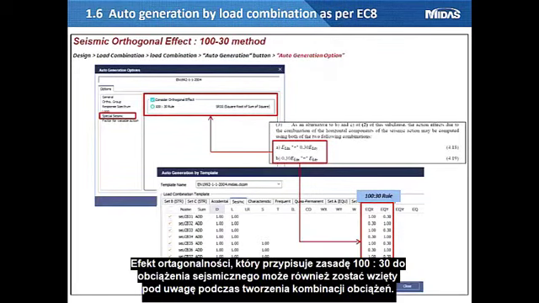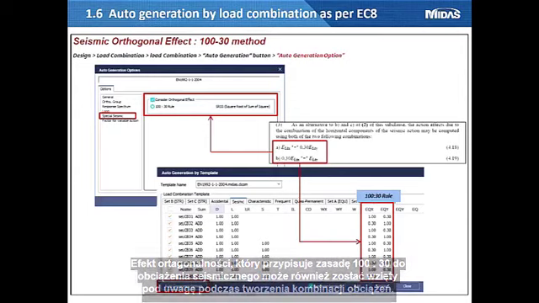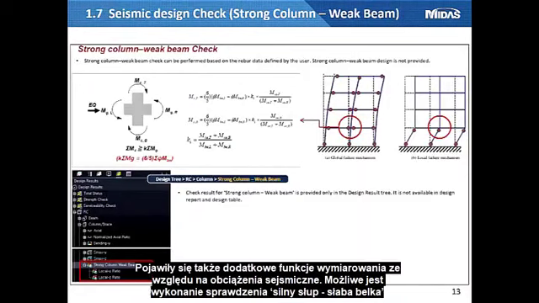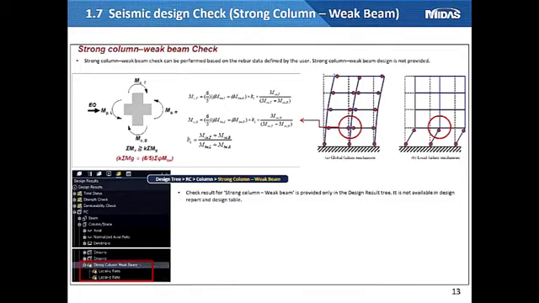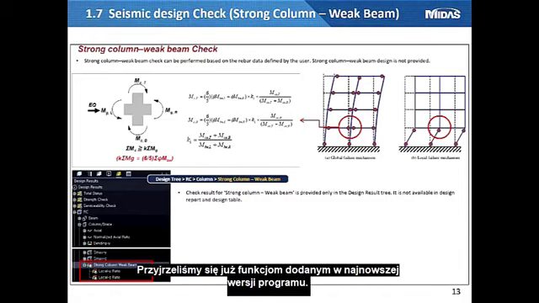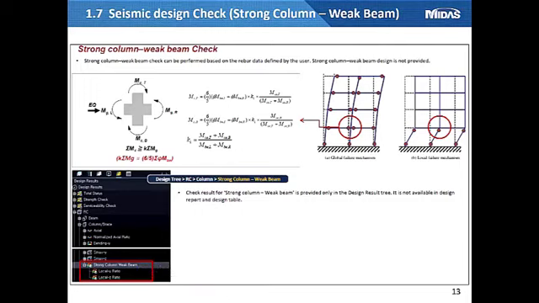The orthogonal effect, which can apply the 130% rule to the seismic load, can also be automatically considered when creating a load combination. Seismic design functions were added so that the review can be checked for strong column and weak beam. We looked at the features added for the latest version.